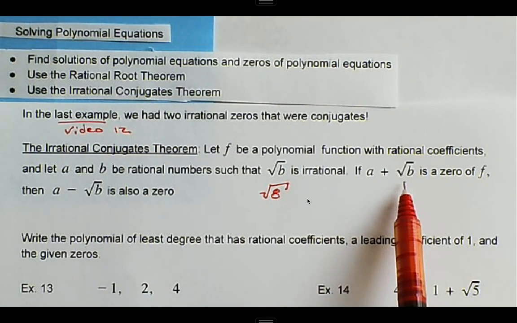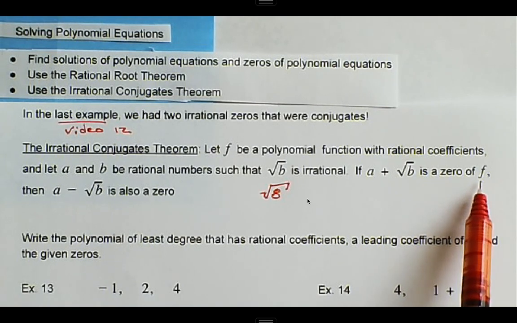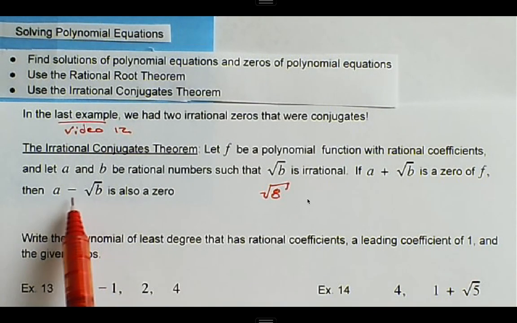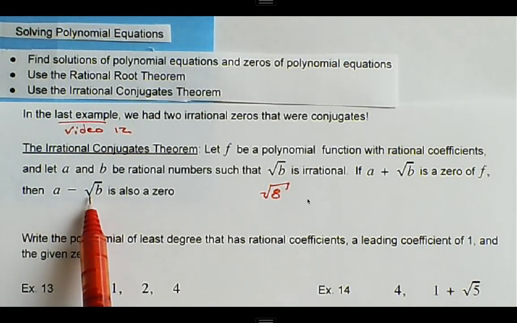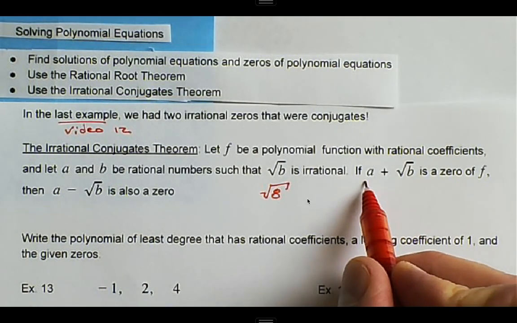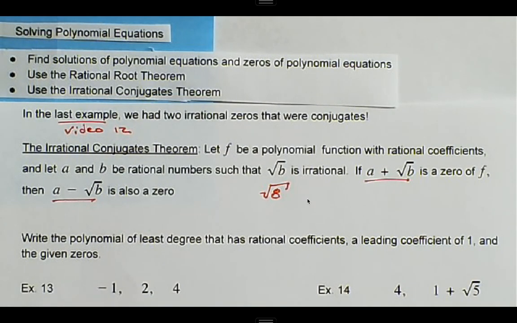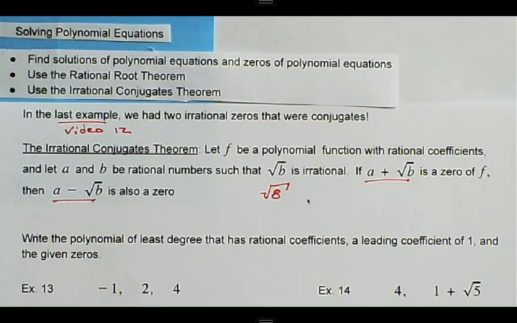Let a plus the square root of b be a 0 of the polynomial, then its conjugate, a minus the square root of b, is also a 0. So what that means is, if this is a 0, this is also a 0. So we'll look at example 14.